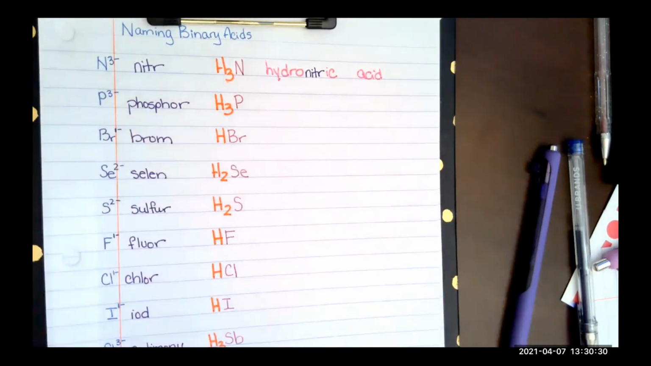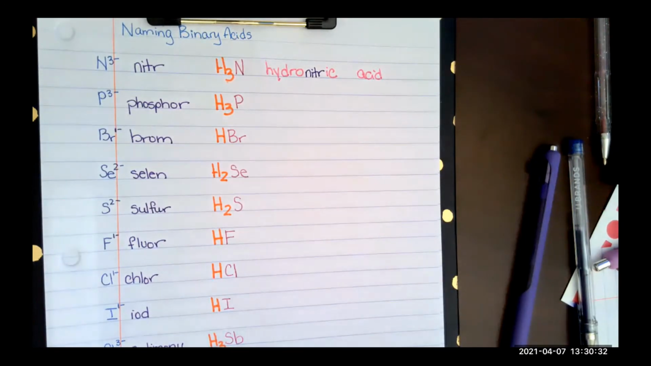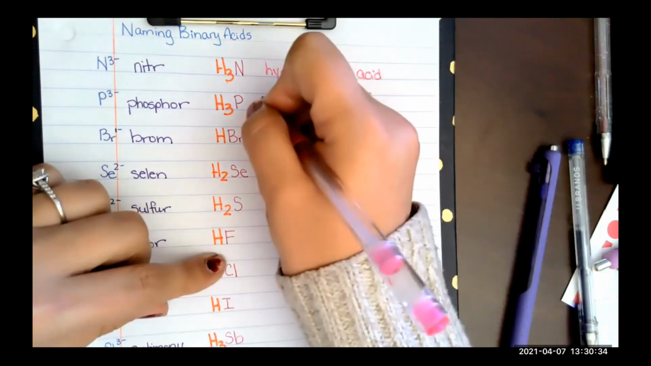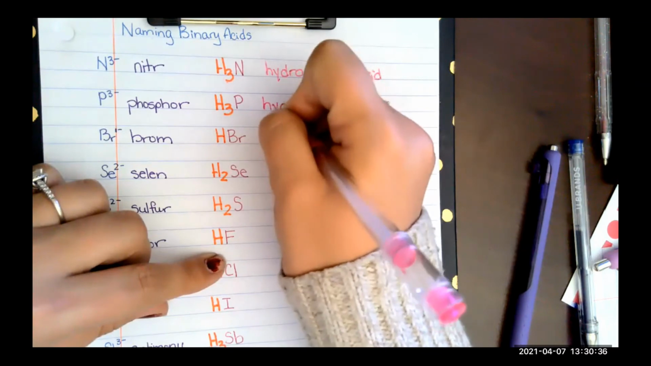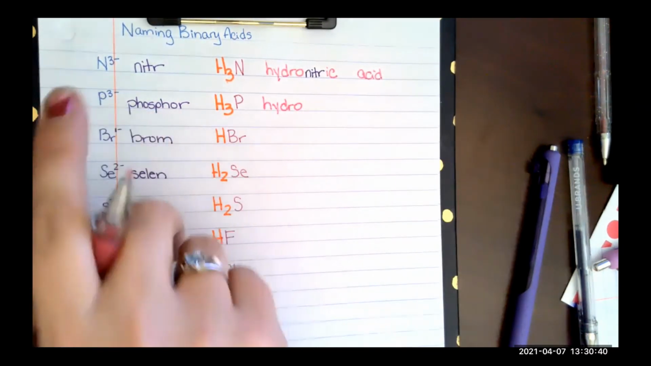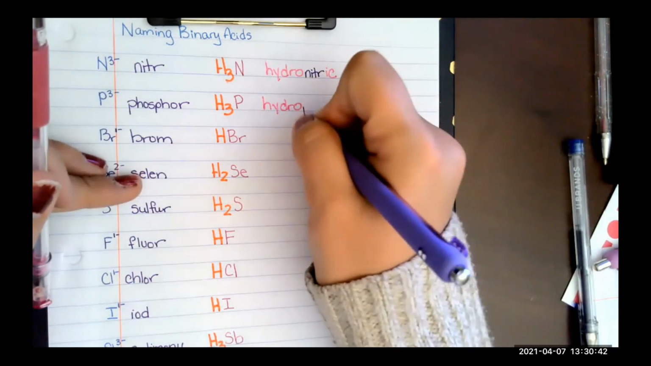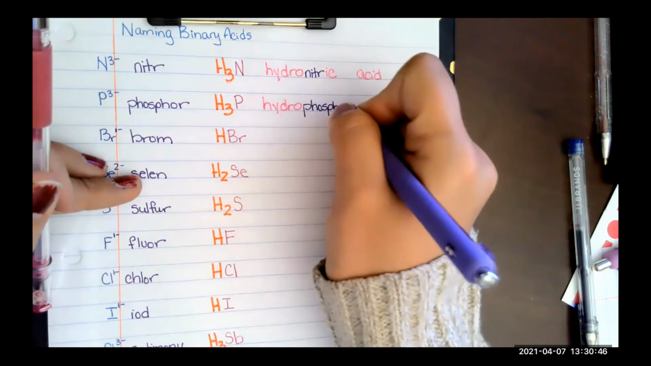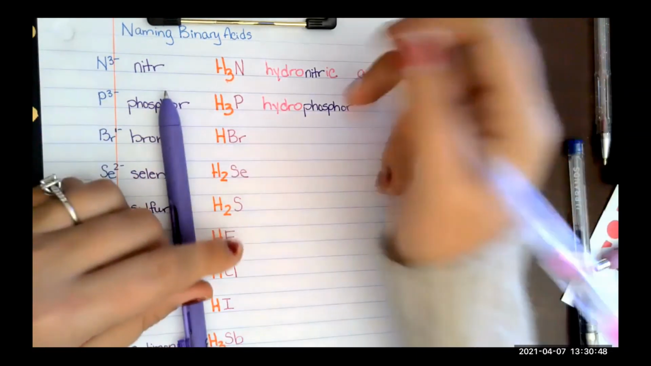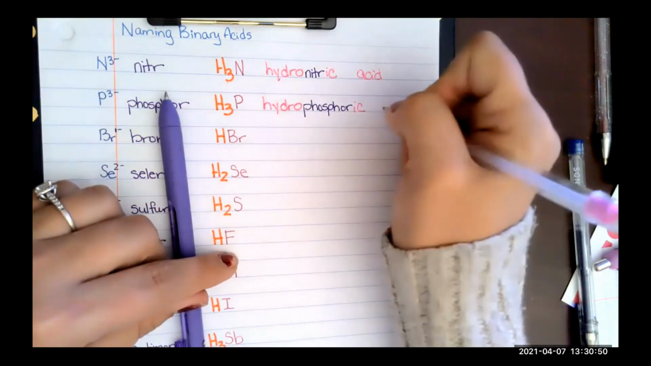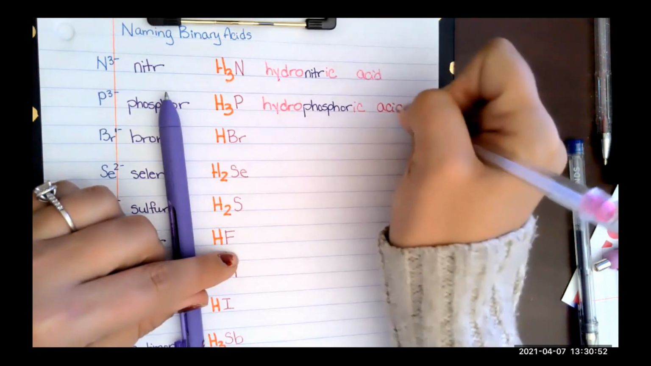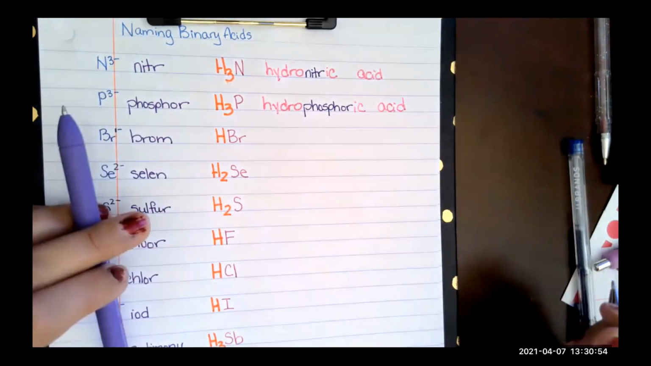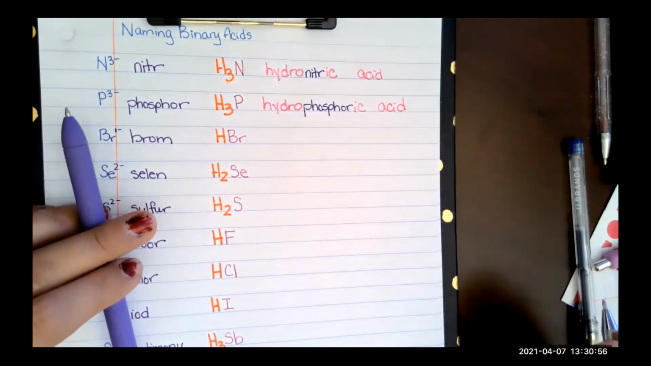H3P, well, it's binary. There's no oxygen, so I know I have to write the word hydro. Okay, my root of P is phosphor. I add ic, and then I add the word acid. So H3P is hydrophosphoric acid.